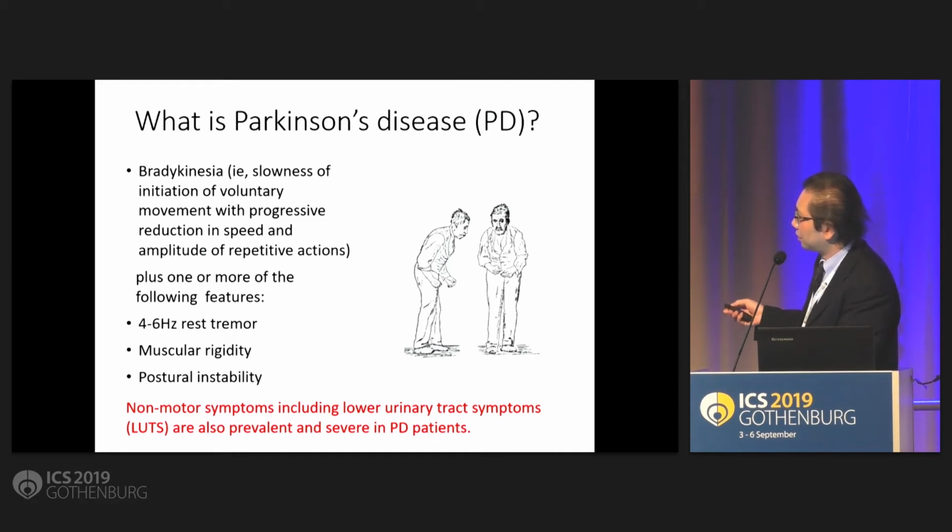It's mandatory for the diagnosis of Parkinson's disease, plus one or more of the following features, such as resting tremor or muscular rigidity, is required for the diagnosis of Parkinson's disease. However, the non-motor symptoms, including lower urinary tract symptoms, are also prevalent and severe in Parkinson's disease.